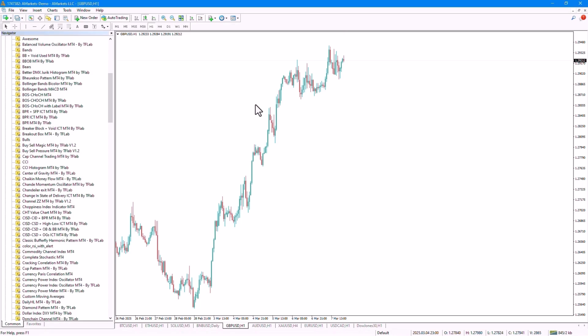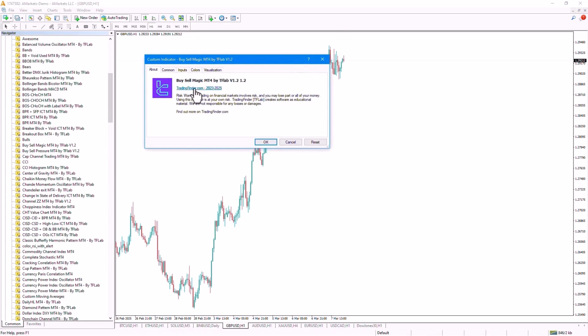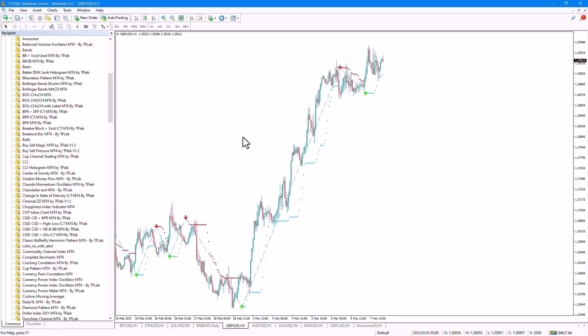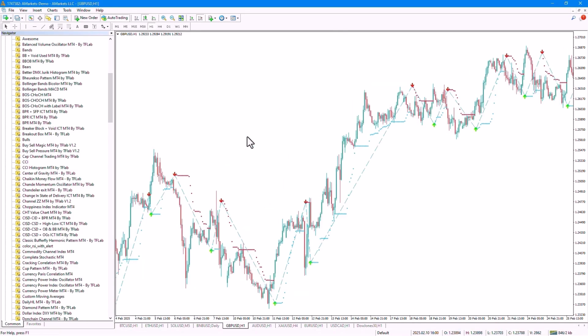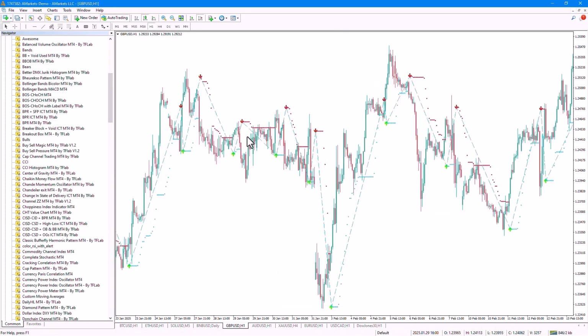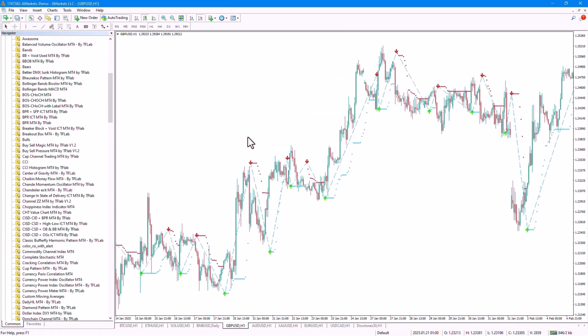We select the indicator file from the navigation section and run it by dragging the file onto the chart. Just make sure to check the Allow DLL imports option in the common section, and then click the OK option. Once the indicator is placed on the chart, it starts identifying bullish trends and downward trends in the market.